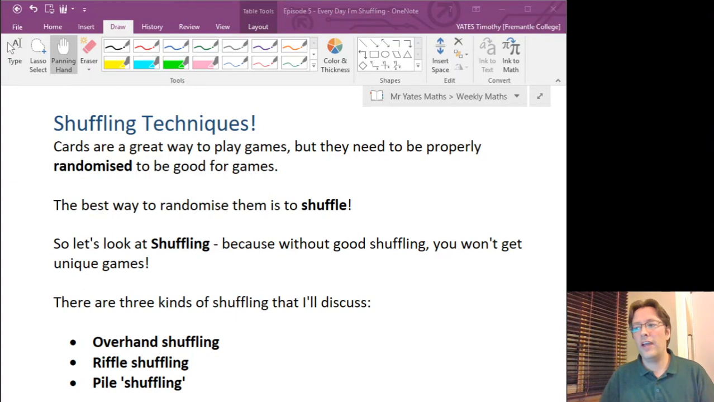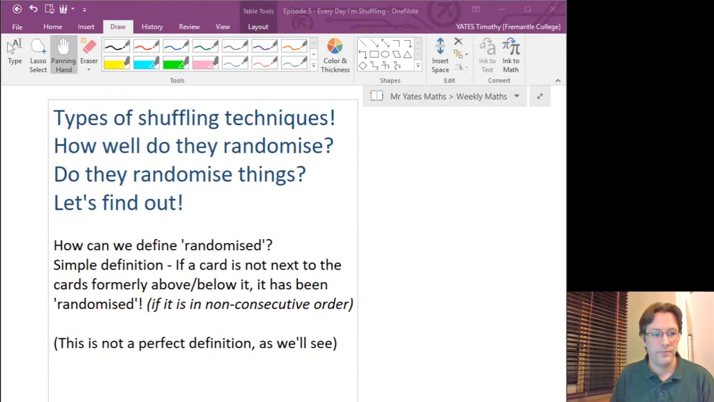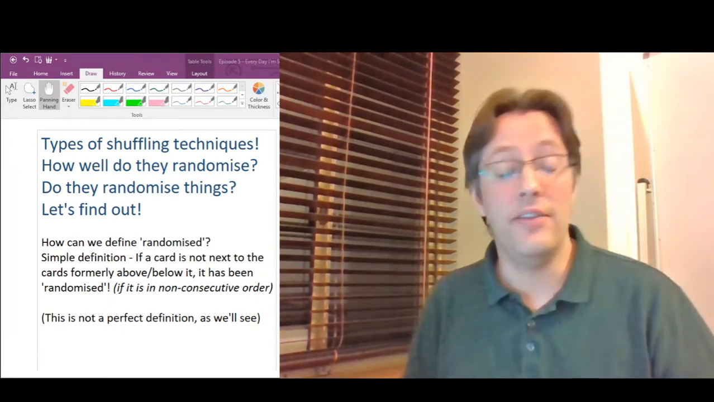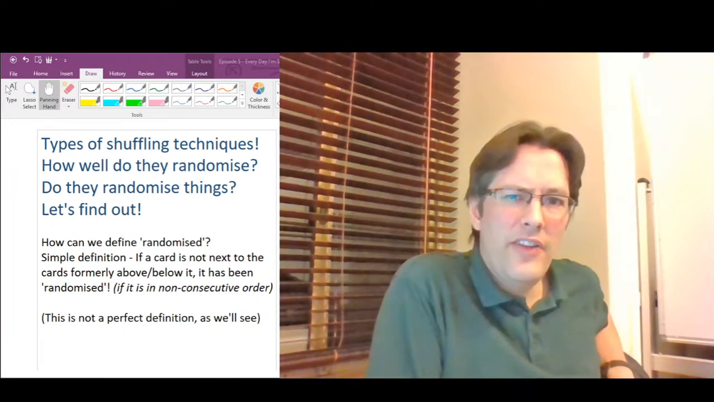So we're going to look at shuffling, because unless you're good at shuffling, you're not going to get your unique games. Now, there are three kinds of shuffling that I'm going to discuss. One is overhand shuffling, the next is riffle shuffling, and the third is 'pile' shuffling. I've put apostrophes around the pile shuffling for a reason, and we'll see that in a moment. So, without further ado, types of shuffling techniques. How well do they randomize? Do they randomize things? Let's find out.